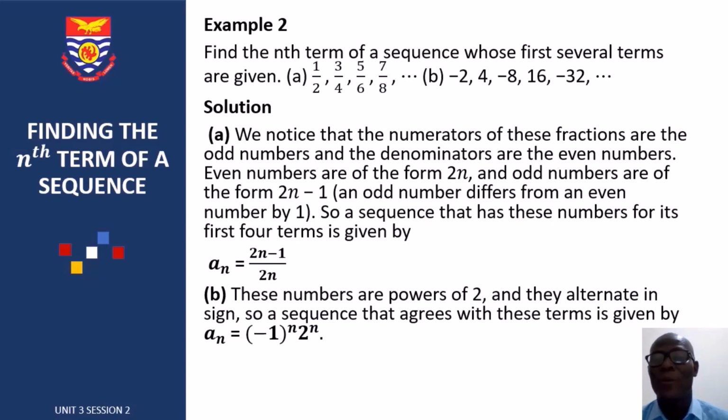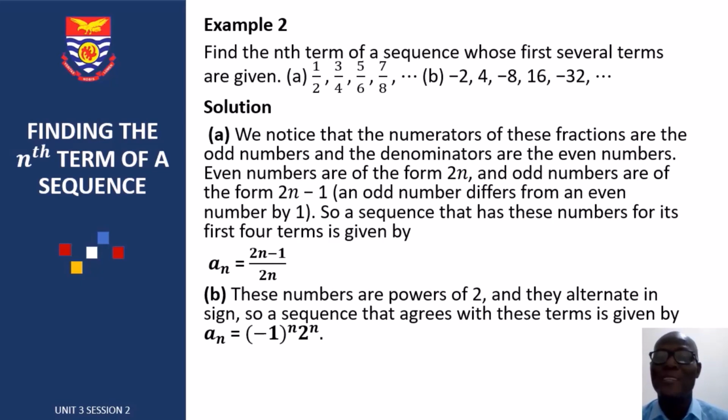So that when we want to find the first term, we substitute 1 into this formula. We have A subscript 1, which will be the first term, which equals negative 1 raised to the power 1, which is negative 1, times 2 raised to the power 1. So that becomes negative 1 times 2, which gives the first term, negative 2.